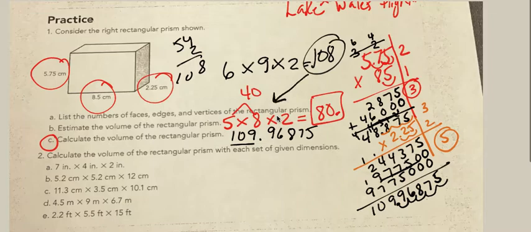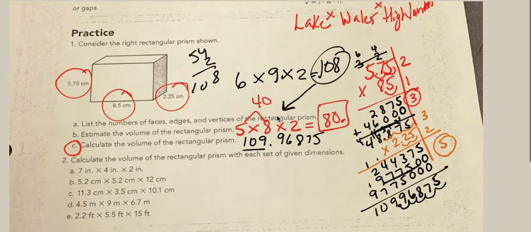that 109 I got. You should know how to do part A, where you list the faces, the edges, and the vertices. Look back at your notes. Part 2 is you're going to be doing the same thing, but they just gave you the length, the width, and the height.